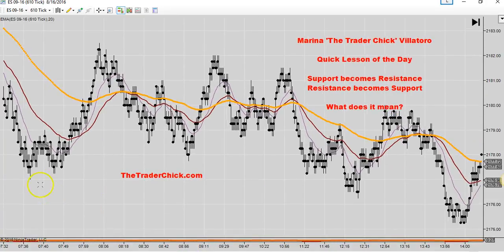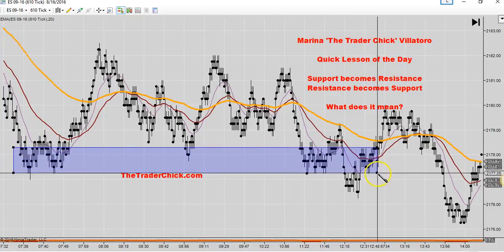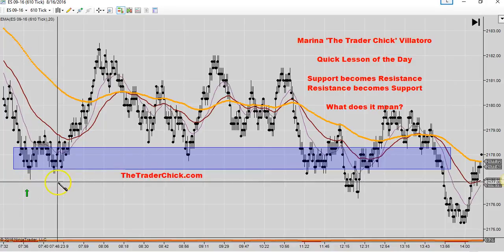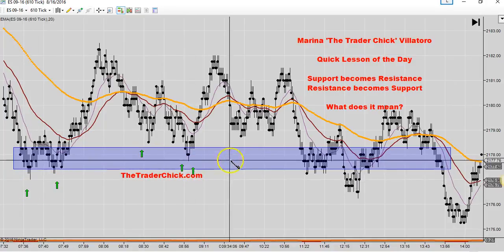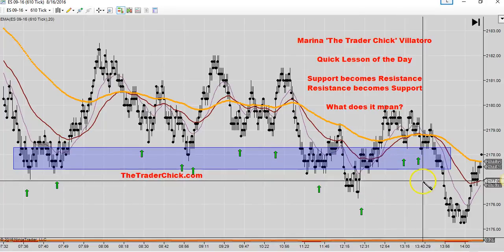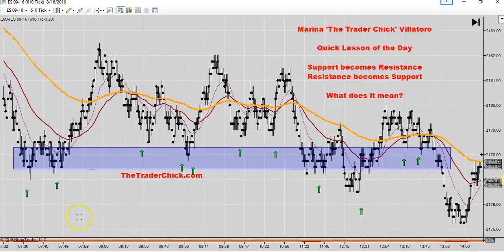We have an obvious support area starting out right here, right? So when we talk about support areas, we want to encompass the majority of the pivots, which is quite easy to see right here. We have 1, 2, 3, 4, 5, 6, 7, 8, 9, 10, 11 pivots. I mean, that's a pretty strong support area, right?